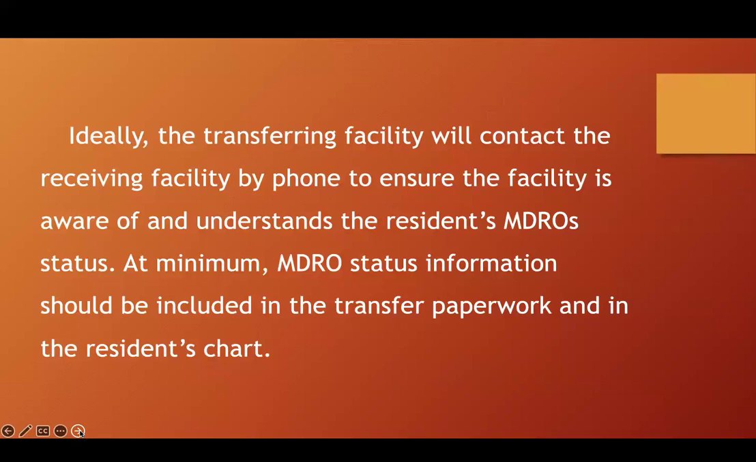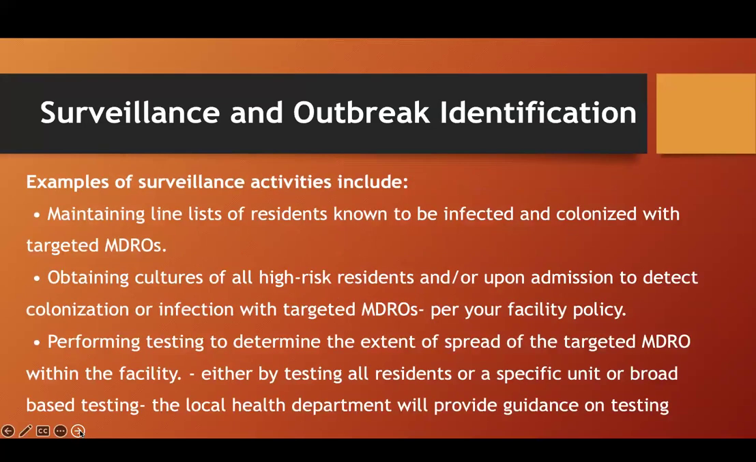Many times, I know it's difficult to get someone on the phone, especially in an ER, but it is very important that we minimally try and document that we tried. At minimum, the MDRO status information should be included in the transfer paperwork. That's at very minimum. So surveillance and outbreak identification. So there's examples of surveillance activities, maintaining line lists of residents known to be infected and colonized with targeted MDROs. You don't always know, but the ones you know, you want to have on that line listing.